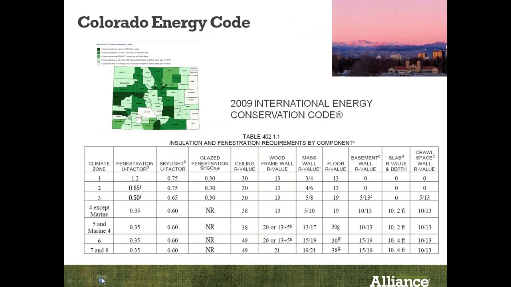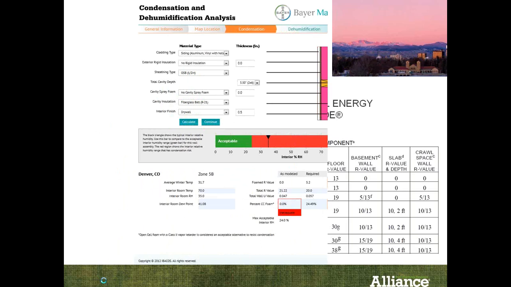So now we choose to go to Colorado. We have an Energy Code 2009 IECC. In this case, we have a requirement of R20 or 13 plus 5.